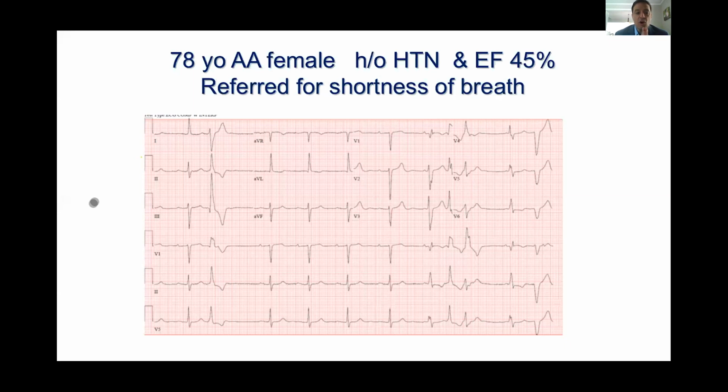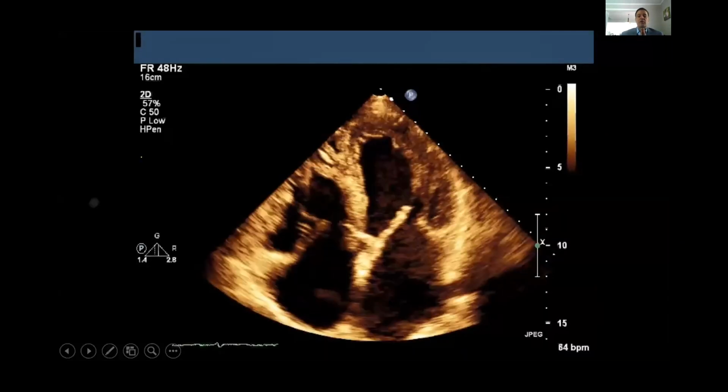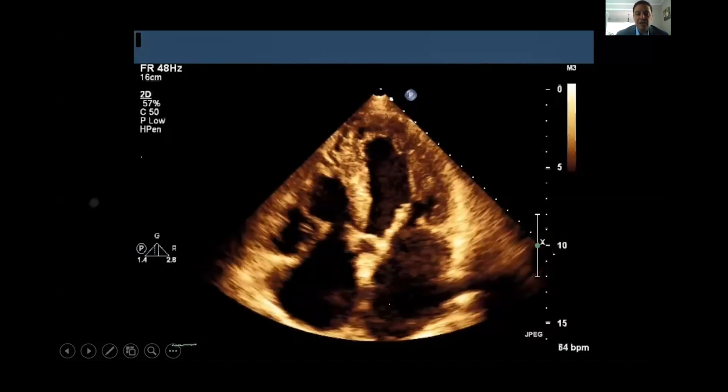If you look at her electrocardiogram, she actually does not have low voltage. She almost has borderline LVH based on aVL. She's got a couple of PVCs. But what struck me when I looked at her echocardiogram was thickening of the left and right ventricle.